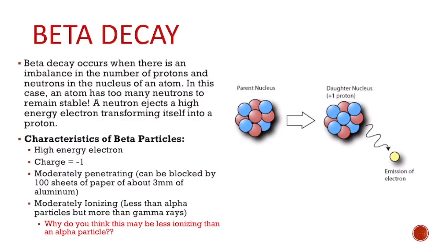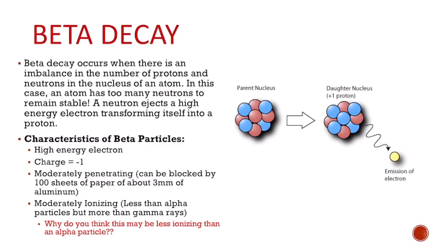All right, so now let's talk about beta decay. Beta decay occurs when there's an imbalance in the number of protons and neutrons in the nucleus of an atom. And in this case, an atom has too many neutrons to remain stable. And a neutron in the nucleus will eject a high-energy electron, transforming itself into a proton. And you did hear that correctly. We're having high-energy electrons coming out of the nucleus. And so if we know that electrons don't reside in the nucleus, that seems really weird.